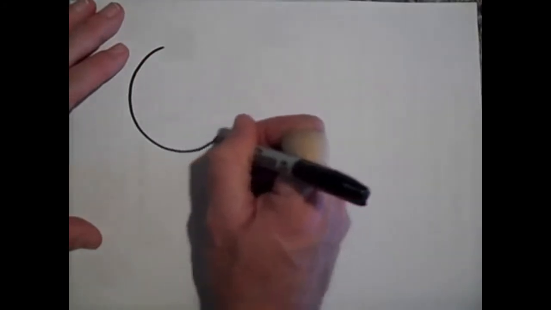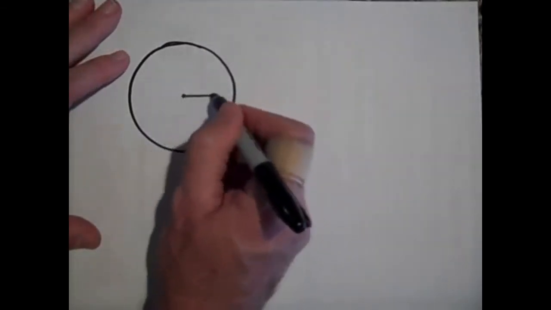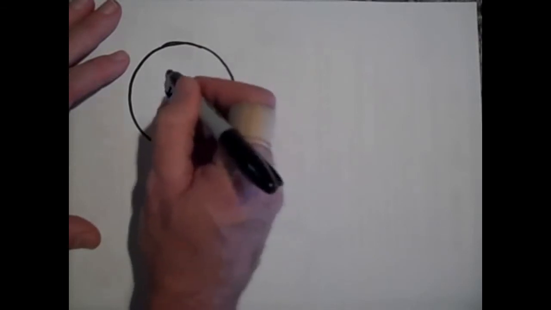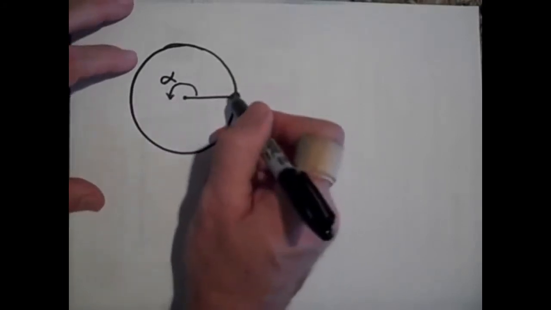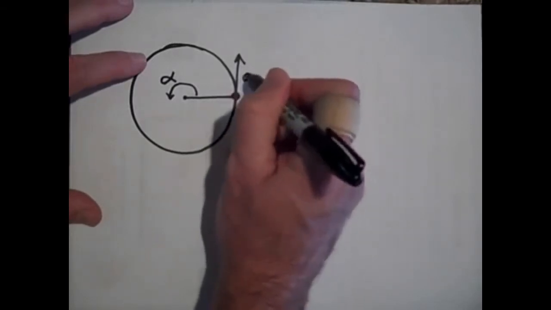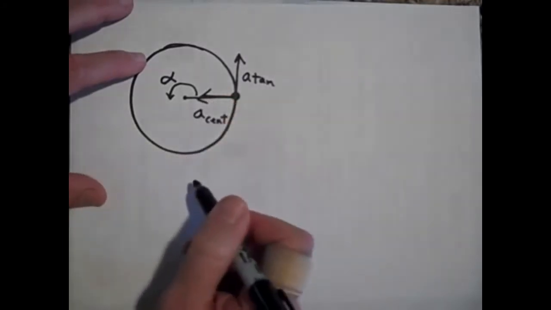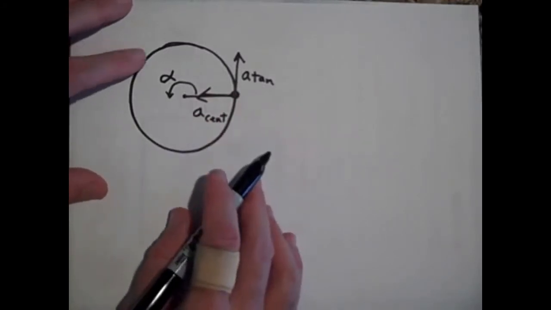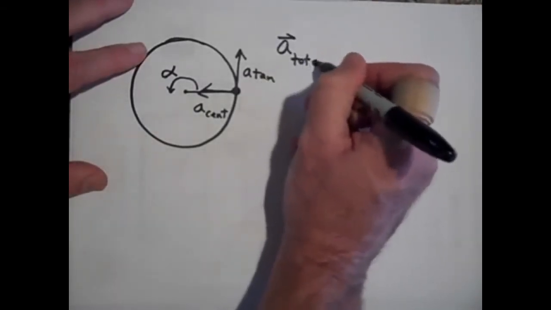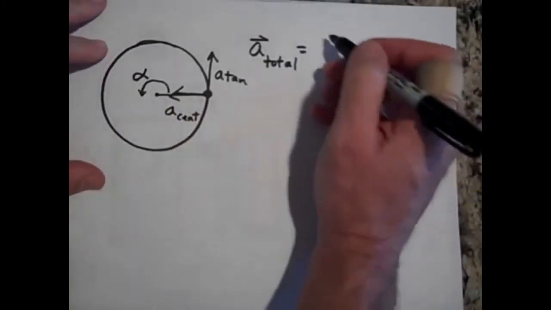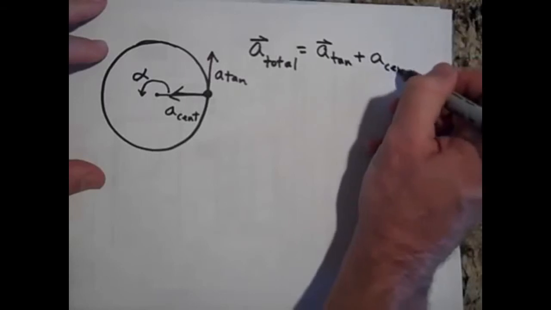So let me just reiterate that if you are traveling in a circle, let's say you're on a merry-go-round, we're looking from a bird's eye view, and here you are, and let's say you have an alpha, which means that this thing is gaining more and more omega. Well, if you have an alpha, then you're going to have a tangential acceleration, and you're going to have a centripetal acceleration because you're going in a circle. And so, what I'm telling you is the total acceleration would be the tangential acceleration vector plus the centripetal acceleration vector.